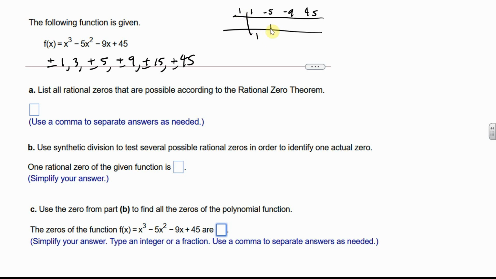1 times 1 is 1. We get -4. 1 times -4 is -4. This gives us -13. 1 times -13 is -13. I don't get 0, right? So I know that 1 is not a 0, right? So let's test, let's say, maybe the negative one, and then we'll go to 3.